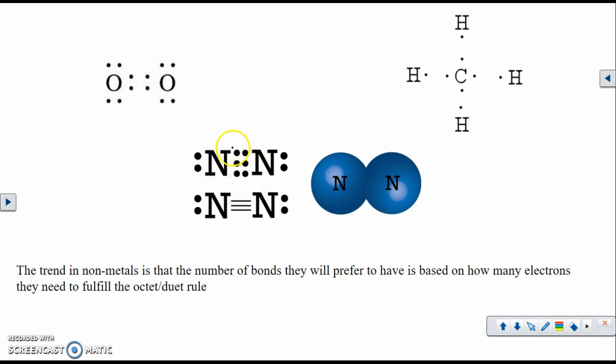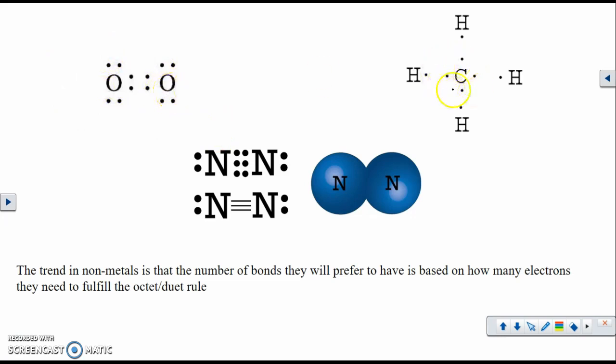Guess how many they have? 8. You should see a general trend right now. So if a nonmetal needs to gain 2 electrons, it normally will have 2 bonds, okay? And FYI, it doesn't have to be bonded to the same thing. It could be bonded to different atoms.